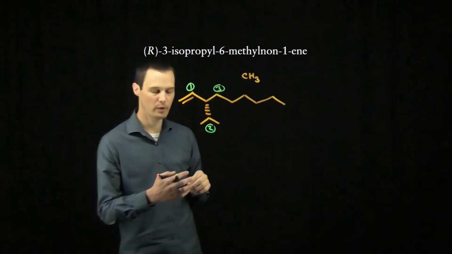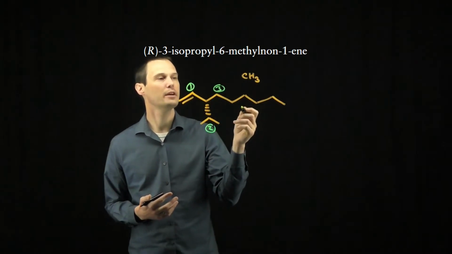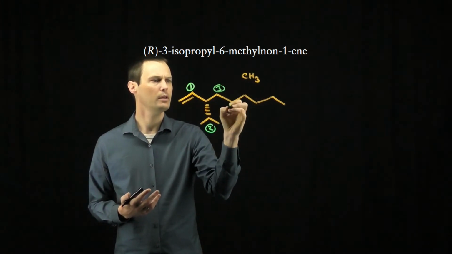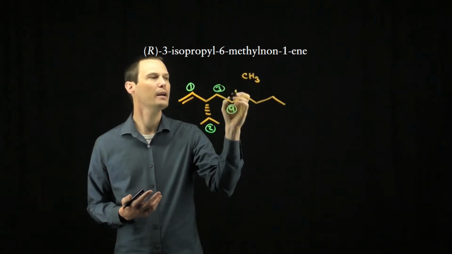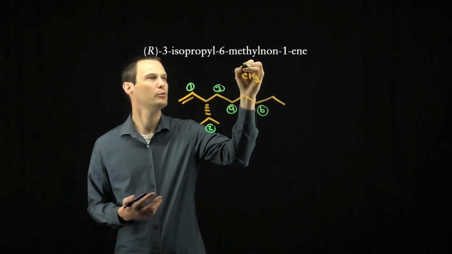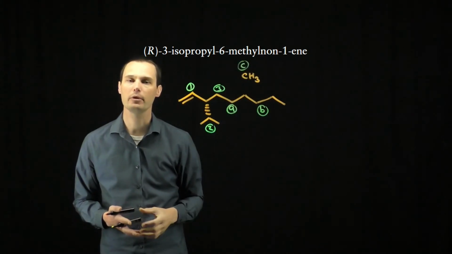If I do the same thing with the carbon 6 stereocenter, if I assign the priorities, I've already used numbers, so the highest priority would be the rest of the carbon chain. I'm going to call that priority A. And then the 3 carbon part would be the second priority, the methyl group would be the third priority, and again, the hydrogen would be the fourth priority.